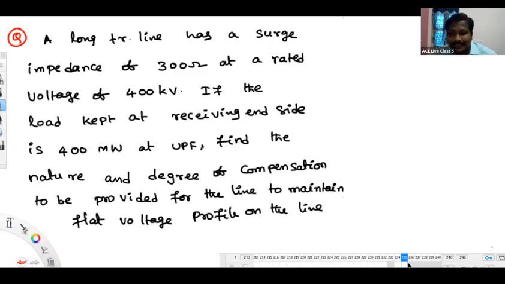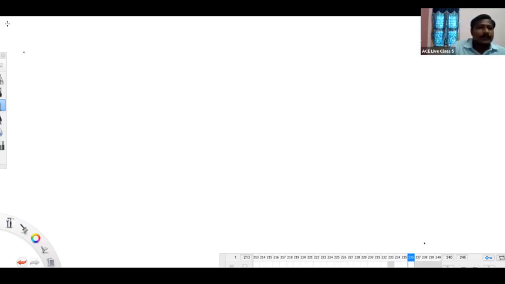Let's continue in the next slide with this one. How to decide which nature of compensation to be placed? We have to compare the loading value with SIL. What is the loading on the line? 400 megawatts. And what is SIL? Rated voltage square by ZC. Let me tell in the solution.